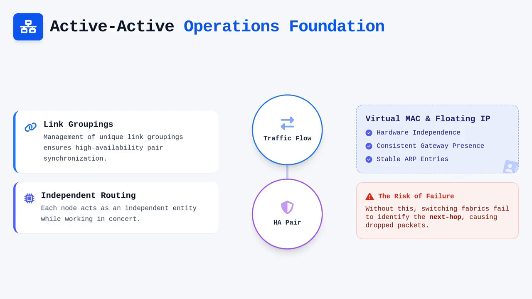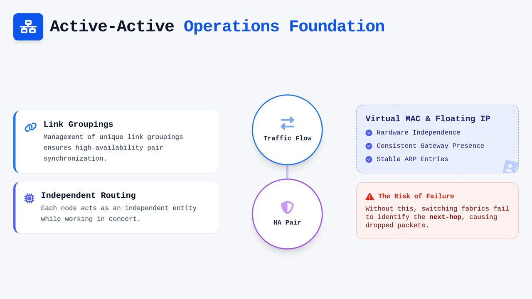The foundation of active-active operations rests on the management of unique link groupings and the careful configuration of virtual MAC addresses. In this topology, each node acts as an independent routing entity for its own traffic, yet they work in concert to satisfy the requirements of the high availability pair. You will configure floating IP addresses that exist independently of the physical hardware, allowing for seamless transition and consistent gateway presence within the network topology.